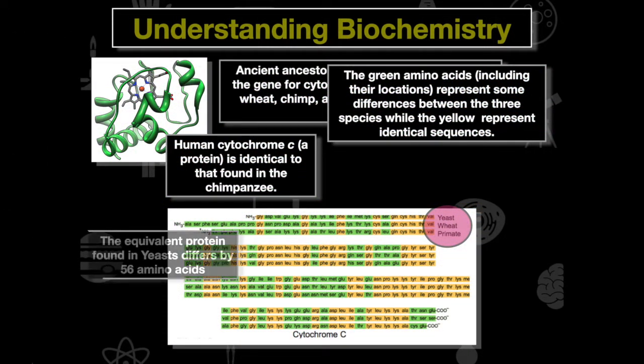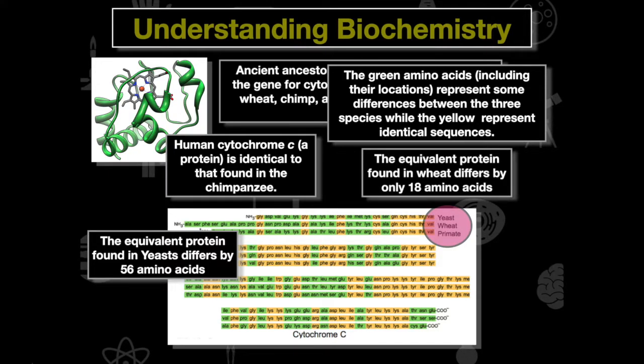So if we look at this, the equivalent protein found in yeast is going to differ by about 56 amino acids when we're comparing it to the primates. And then if we look at wheat, the equivalent protein in wheat differs only by about 18 amino acids. Remember, we're using these sequences of amino acids to determine how related organisms are amongst each other. And remember, each of these proteins is affected by the DNA.